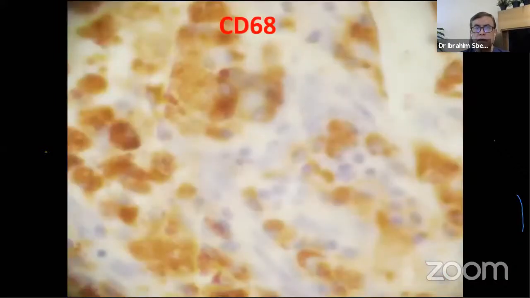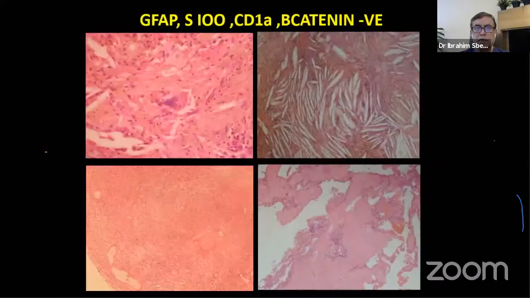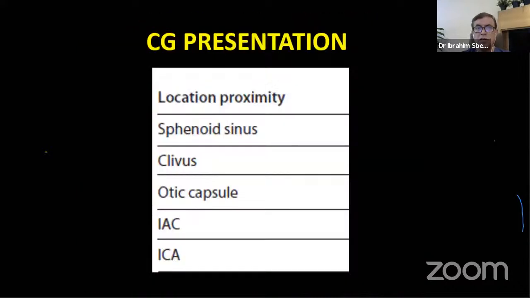EMA and CD68 are positive, and the negative immune staining, GFAP, S100, CD1a, and beta-catenin, are always negative in this kind of pathology.